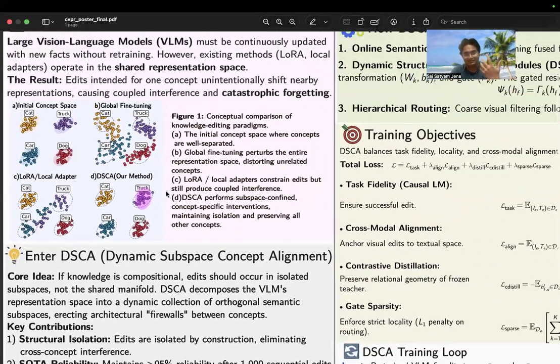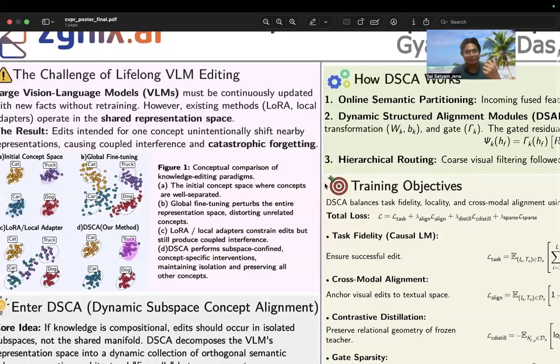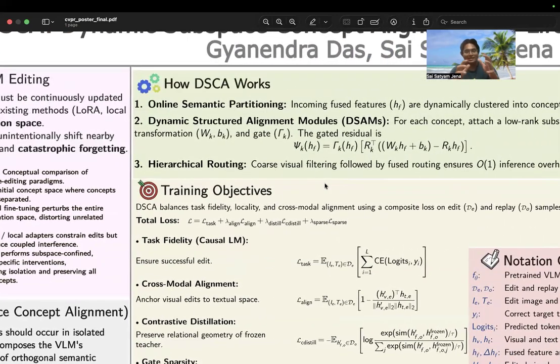So how does DSCA prevent this intermingling of concepts? First comes the DSAMP, this psi k of HF. In VLMs, across different layers, we have three different modalities of representation. The text goes through the text encoder and internal text representations are generated. The image goes through the vision encoder and internal image representations, the image tokens, are generated. This HF is the fused tokens. Fused tokens are generated once the semantic meaning of both text and image is combined into one representation.